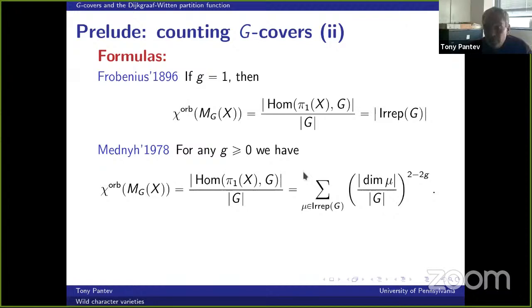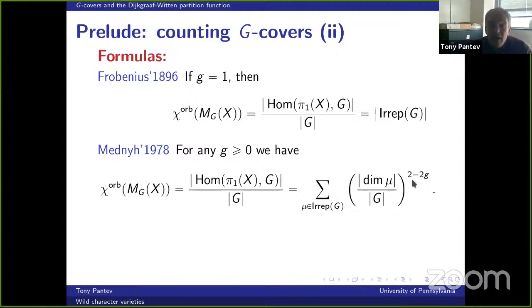so this is the Dijkgraaf-Witten partition function. It's given by this expression. You take a sum over conjugacy classes of irreducible representations of G. And then you need to sum up the dimension of the representation divided by the order of G to the power of the Euler characteristic of the surface.